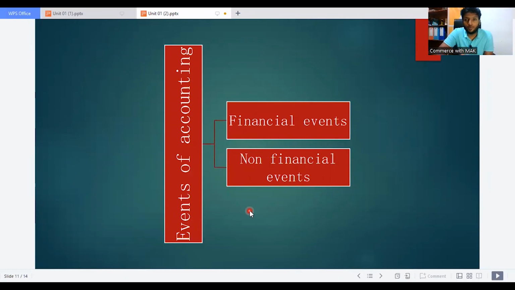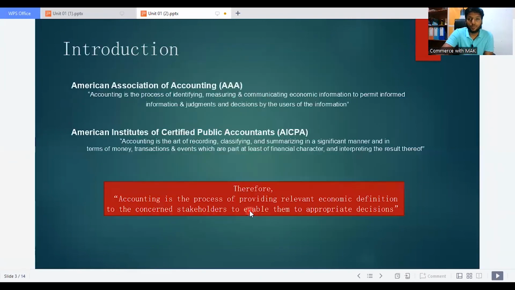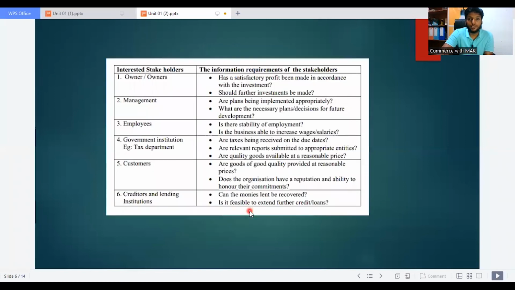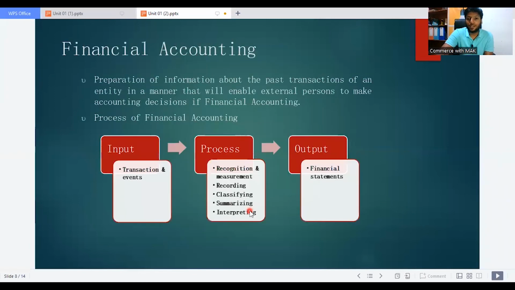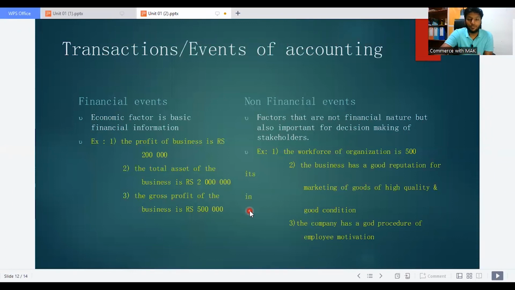So we're going to move on to 1.1, which I'm speaking about today. This contains objectives. We learned about accounting objectives. Then we learned about how to record these accounting parts. Then we spoke about objectives of accounting, stakeholders, types of stakeholders, their interests, financial accounting, and management accounting. Now we are moving on to the topic financial events and non-financial events. So let's check what is a financial event and non-financial event. A financial event is where the economic factor is basic financial information. Any transaction related to finance we call a financial event.